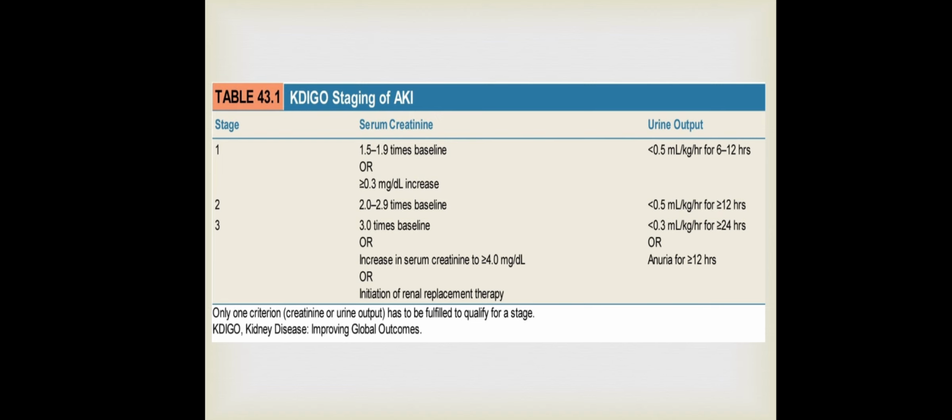So only one criterion has to be fulfilled to qualify for a stage. Stage 1, as I told you, is less than 2 times baseline. Stage 2 is less than 3 times baseline creatinine. Stage 3 is 3 times the baseline creatinine, or RRT. Urine output criteria: less than 0.5 per kg per hour for 6 to 12 hours. If it's the same for more than 12 hours, it's stage 2. If it's less than 0.3 for more than 24 hours, or anuric, stage 3. Okay, this is the KDIGO criteria, Kidney Disease Improving Global Outcomes.